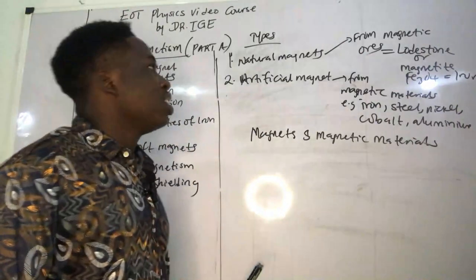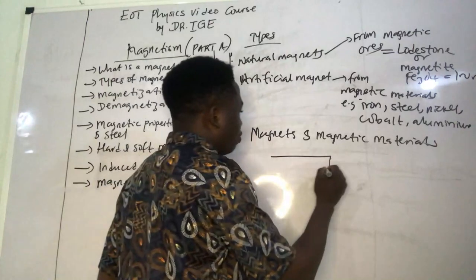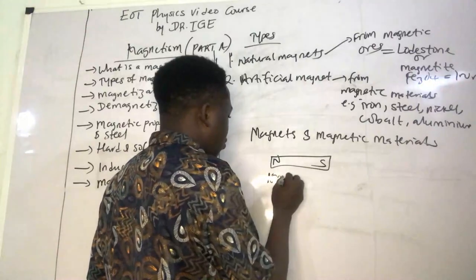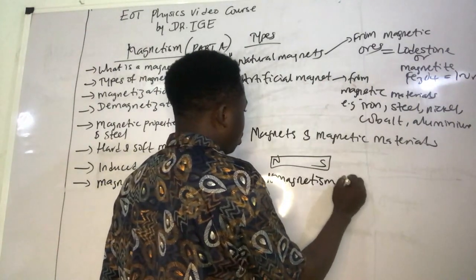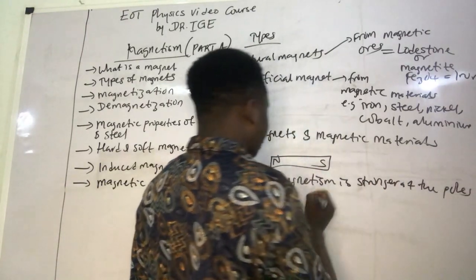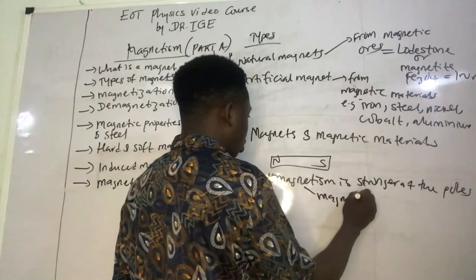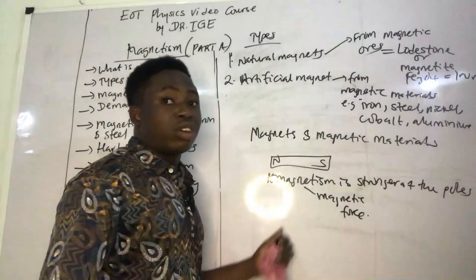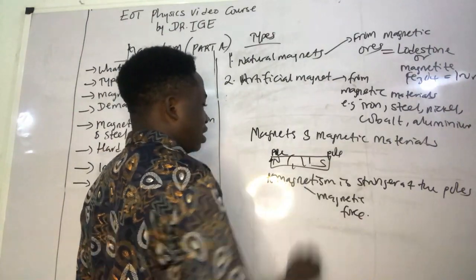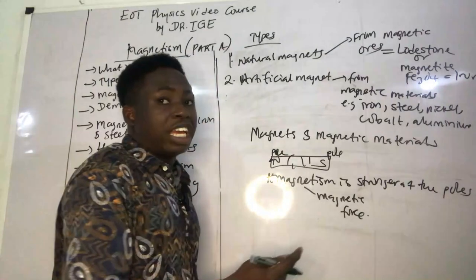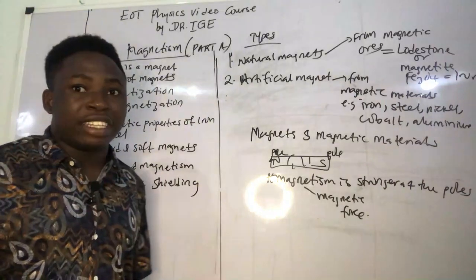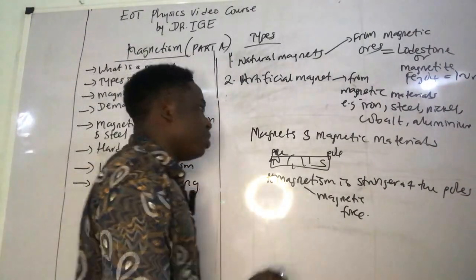The next thing we want to talk about, and I forgot to say something. Remember I talked about bar magnets. I said these are the poles. Please take note that magnetism is stronger at the poles, or we can say magnetic force is stronger at the poles than at other parts. So as you move away from the poles, the magnetic force or magnetism weakens. Do you understand? So please have that in mind also.